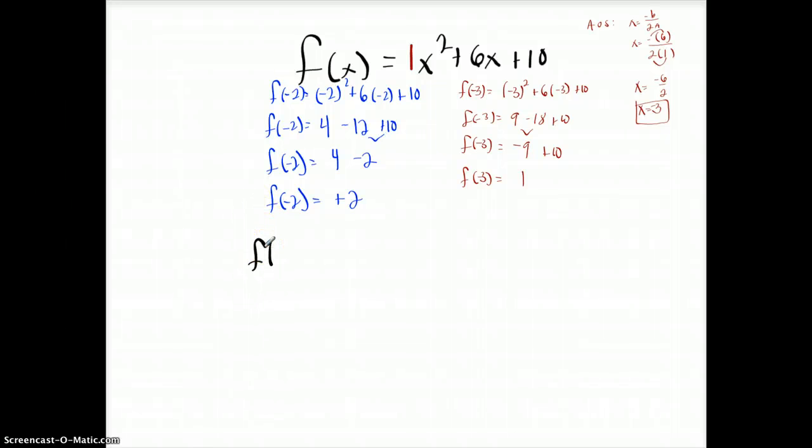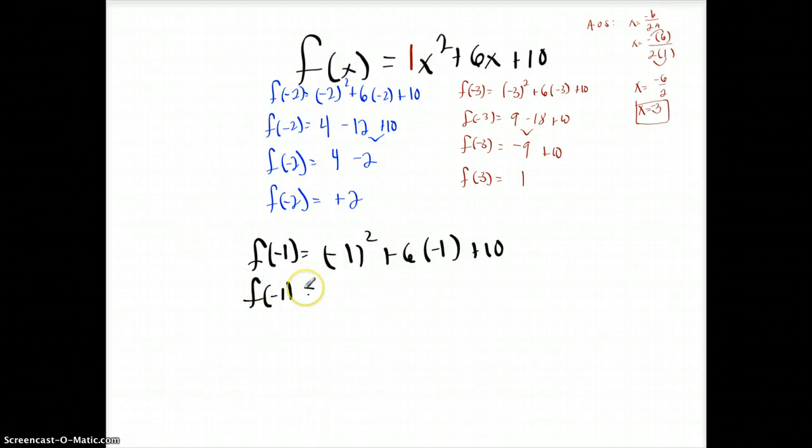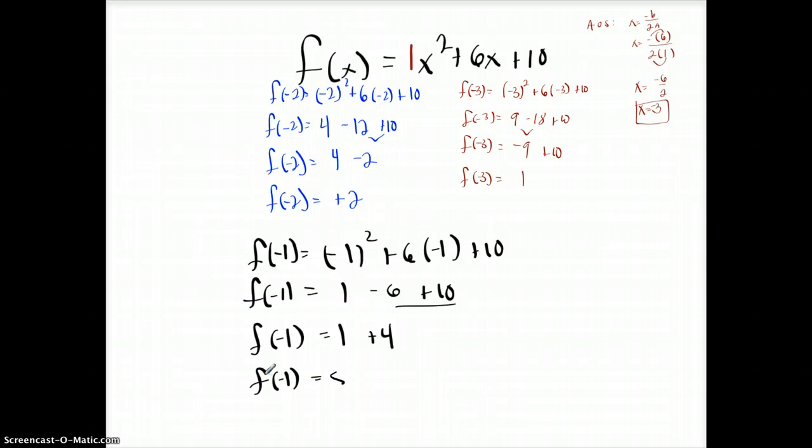So f of -1 equals (-1) squared plus 6 times -1 plus 10. So f of -1 equals 1 minus 6 plus 10. F of -1 equals 1, and then I'll put these together and get positive 4. F of -1 equals 5. Now this is just like saying y equals 5. Okay, it's like the same idea. Okay, if this is my y equals 5, then this must be my x value, because that's what it was before. So I have -1 comma 5.